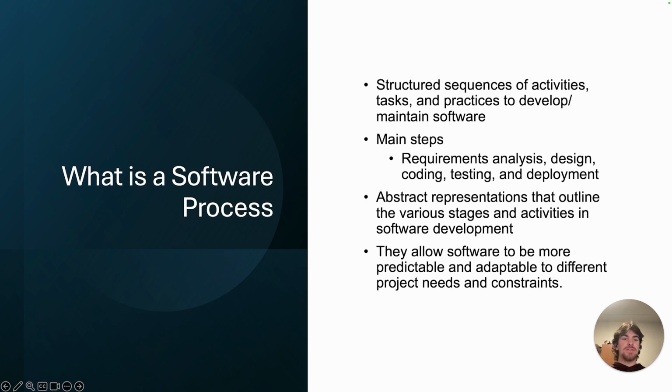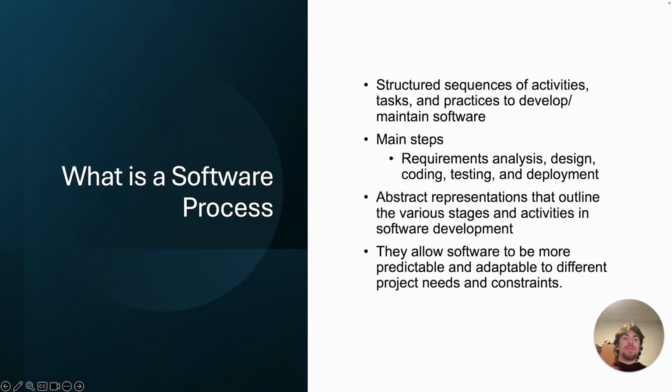So the main pieces of software processes include specification, design and implementation, validation, and evolution. Specification is the phase where the requirements of the software are defined, detailing what the system should do, and it serves as the foundation for all subsequent development activities. Design and implementation involves creating the software architecture and writing the actual code, translating the requirements into a structured solution that fulfills the specified needs.